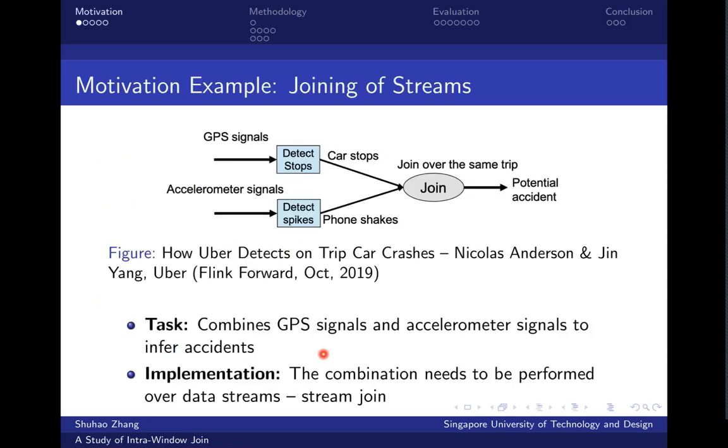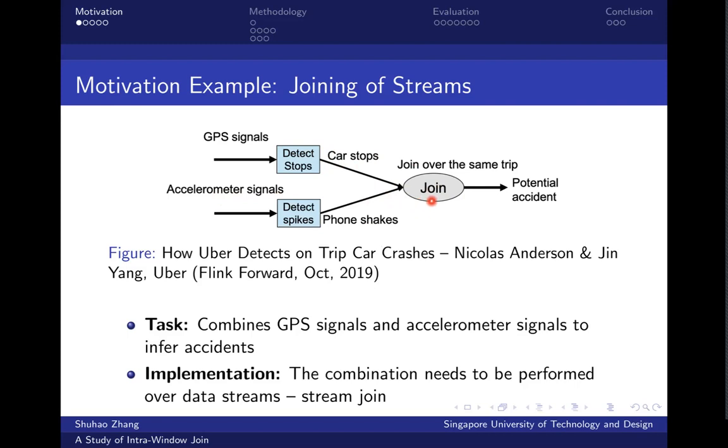This figure illustrates how Uber detects car accidents, presented in Flink Forward 2019. There are several features that are strongly correlated to car accidents, including both the GPS location information and accelerometer sensors. From the GPS location, we can extract information on where the car stops. But the car stop may be because of a red-green light or simply a drop-off, so it does not directly imply a car accident. The accelerometer sensors at the same time can detect if there's a sudden shake on the user's phone. Combining both signals could infer a potential car accident.